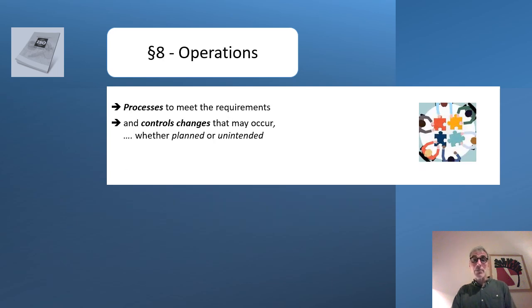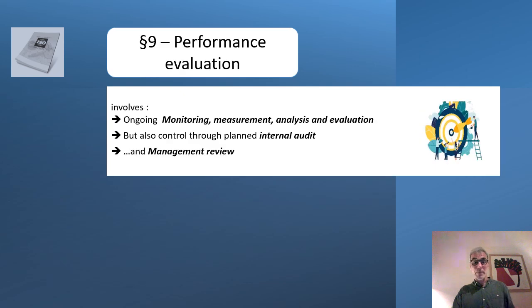Chapter 8 deals with operation. This is the how. It states that the organization should plan, implement, and control the processes that are needed to meet the requirements. But it also needs to control the changes, whether planned or unexpected, that may occur over time. Chapter 9 deals with performance evaluation, which involves ongoing monitoring, measurement, analysis, and evaluation, but also control through planned internal audit, and last but not least, the management review.